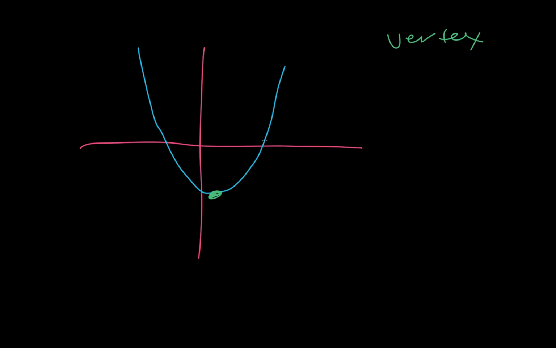Now right here, these two dots where it crosses the x-axis would be the x-intercepts. And then the place where it crosses the y-axis would be the y-intercept. And then we also have a concept of increasing and decreasing intervals.